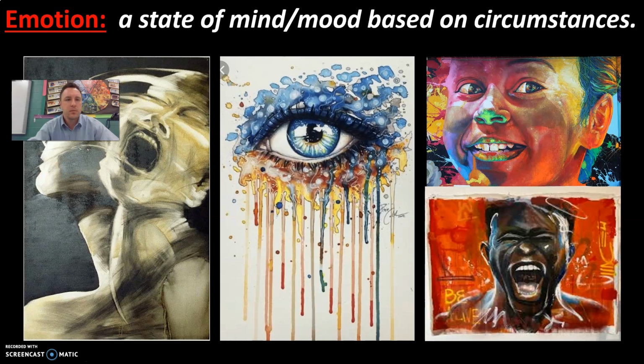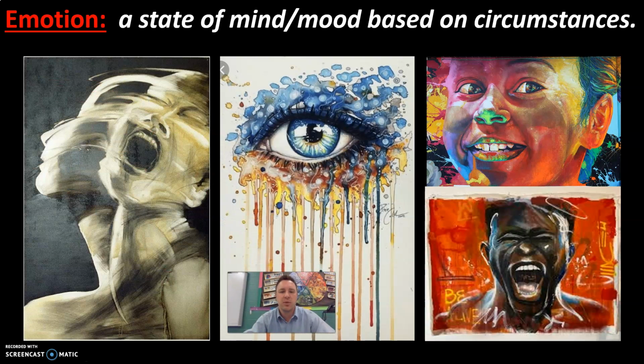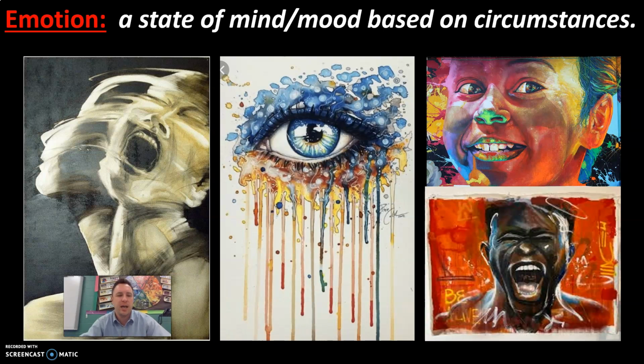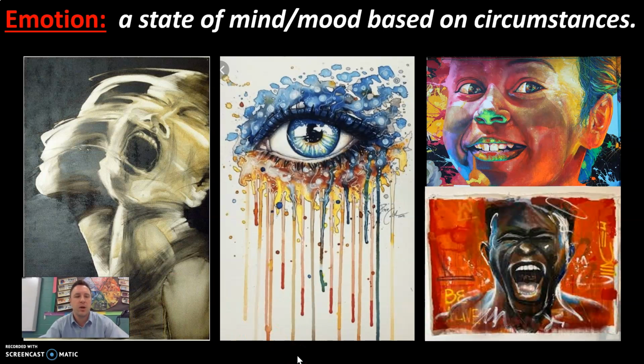Moving on. Emotion is a state of mind or mood that's based on circumstances. So our mood can change day by day, moment for moment, depending on what's going on in our lives. Here you have an artist representing some kind of anger or fear, some kind of struggle. Here it looks very sad, where you have the tears coming down. And then we have happy, and then maybe very angry, or something very passionate.